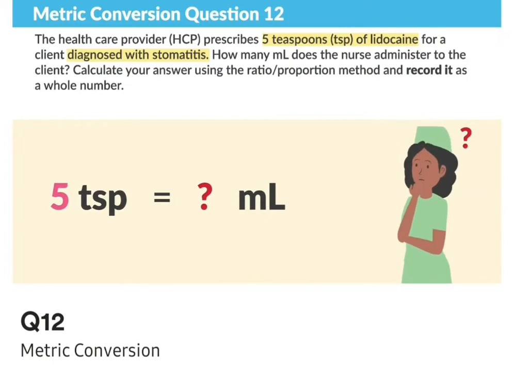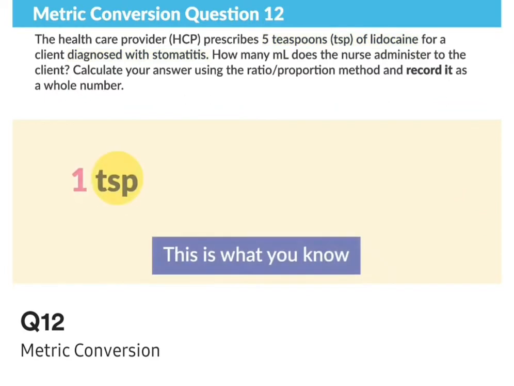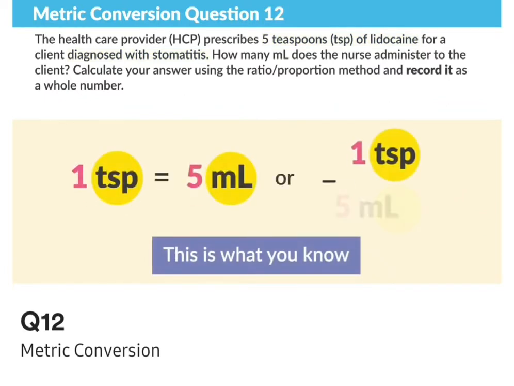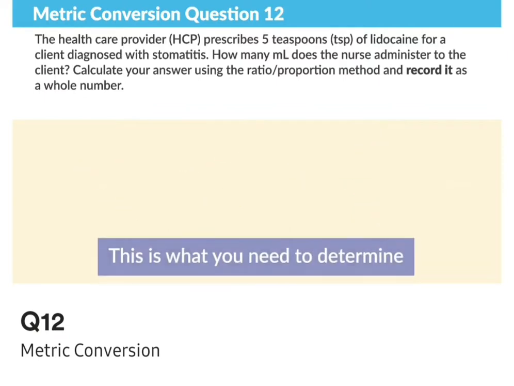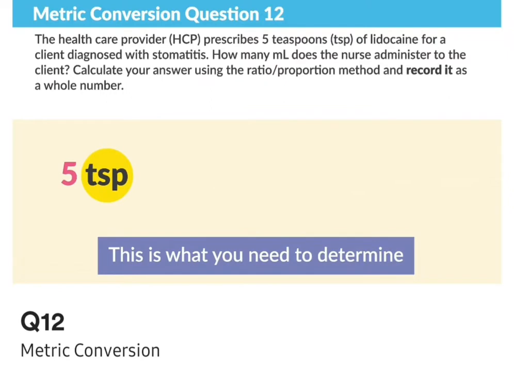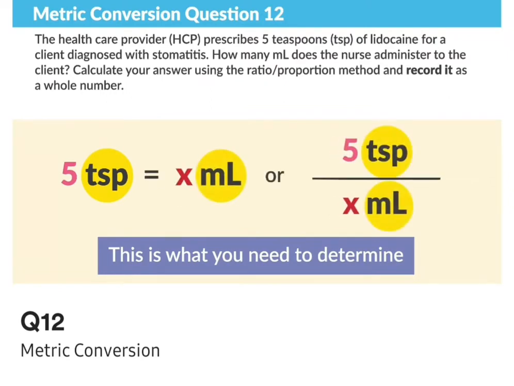So first things first, what do you know? You know that 1 teaspoon equals 5 mLs. Basically 1 teaspoon over 5 mLs. And what are we trying to calculate for? Well, we're trying to calculate for 5 teaspoons, right? So this is X mLs, or 5 teaspoons over X mLs.